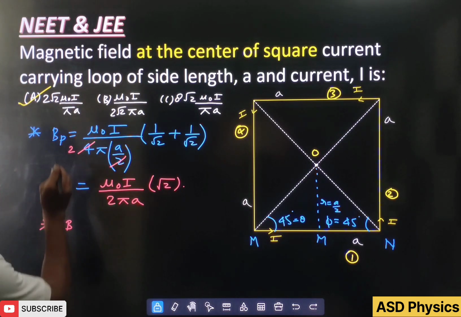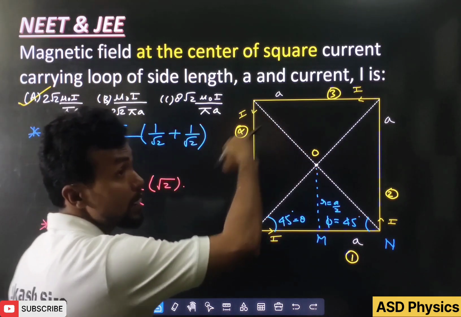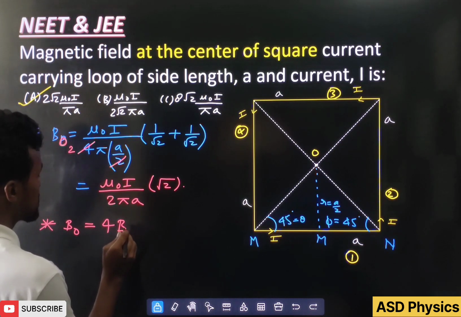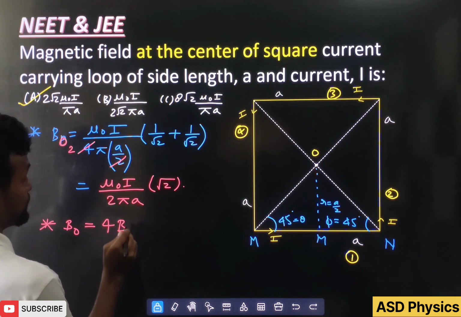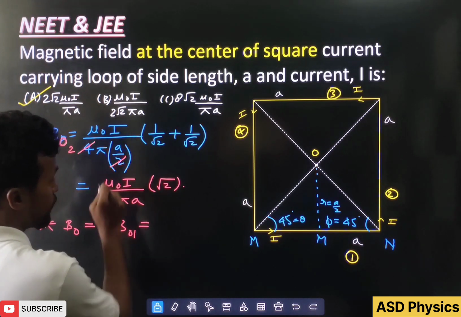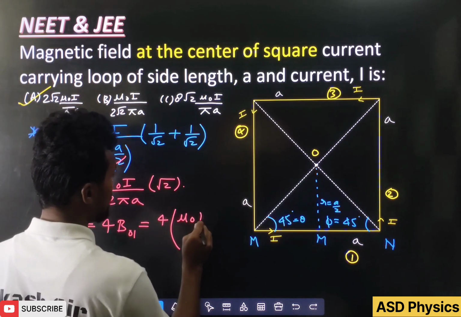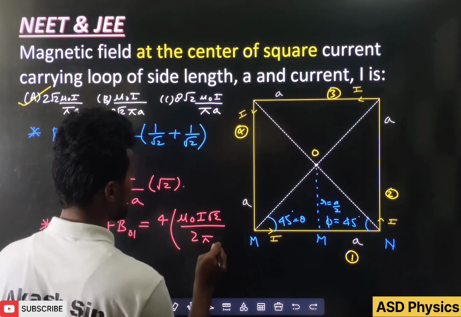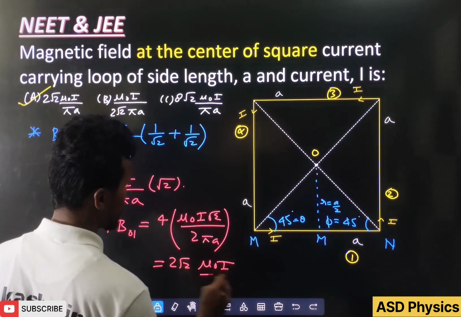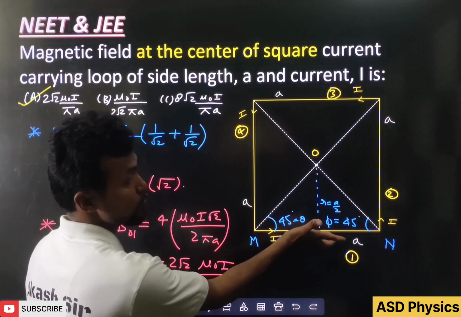Now like that, students, observation point O actually. So like that, how many sections are there? 4 sections are there now. So we have to multiply by 4. So it will become 4 times B naught 1. So 4 times means, 4 by 2, 4 by 2, I write here 4 mu naught I root 2 by 2 pi a. So it will become what? 2 2 is 4. So 2 root 2 mu naught I by pi a, is it? And again magnetic field in which direction? I am using the right hand palm rule.